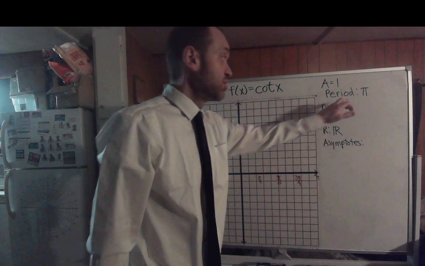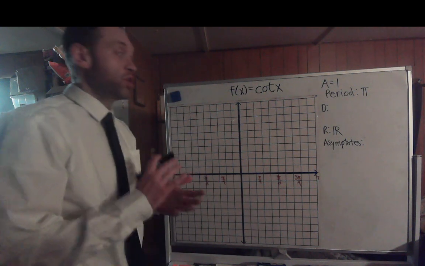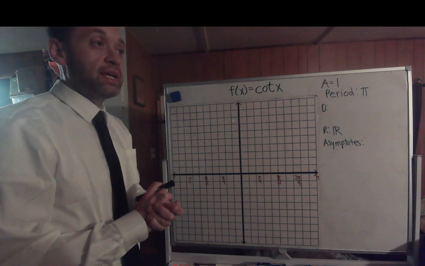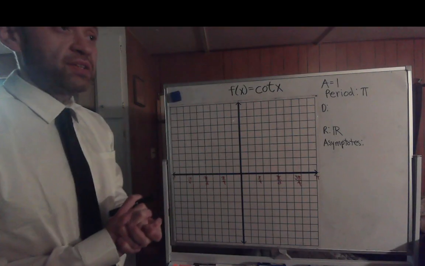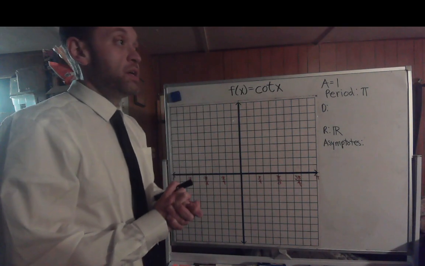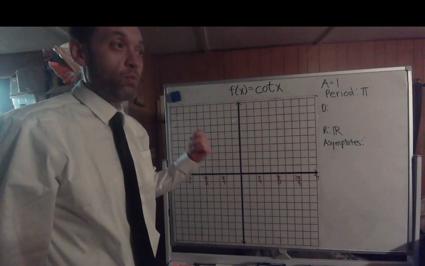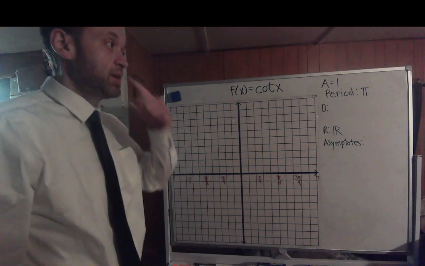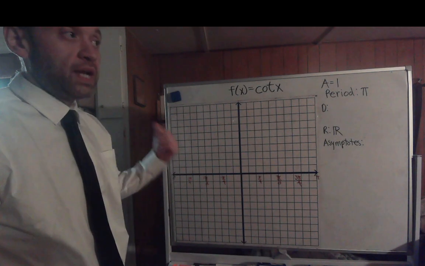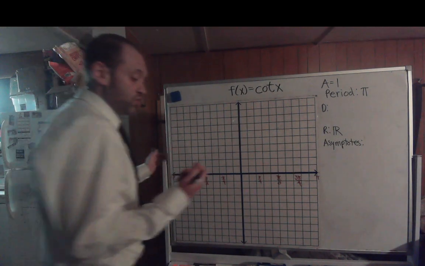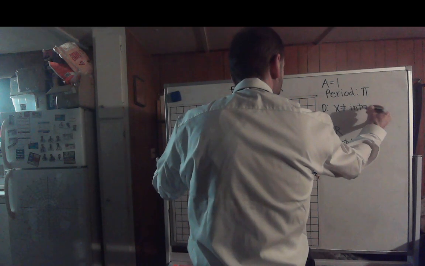Your period's still pi, but let's think about where the cotangent's undefined. Really, it's going to be any integer multiples of pi. If we take the cotangent of 0, cotangent is cosine divided by sine, so you would get 1 divided by 0. That's undefined. If you take pi or negative pi, you would get negative 1 divided by 0, which is undefined. So your domain is all x except x equal to integer multiples of pi.